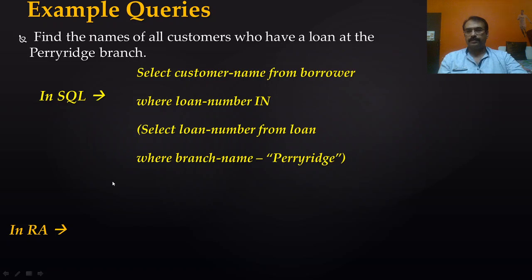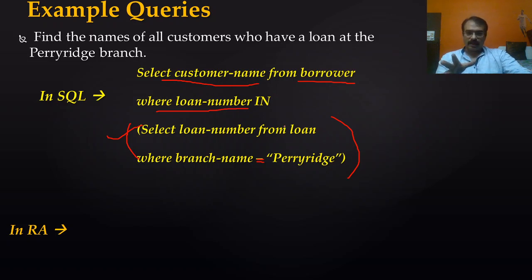What will happen here? First, this query will be executed. Select loan number from loan where branch name is equal to Perrich. We are finding only loan numbers which have branch Perrich. And now we are selecting the customer name from borrower where the respective loan number should appear in this list.